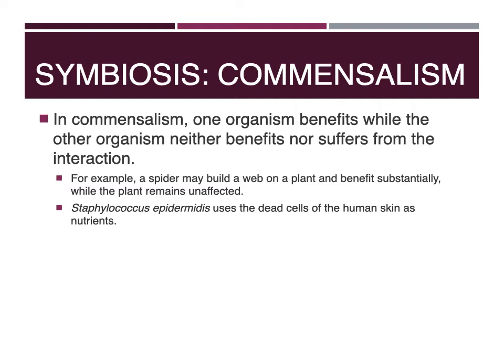Now, when we look at a commensal relationship, this is where one organism is going to benefit, but the other one is not harmed, but does not benefit from the relationship. So if we think of a larger scale example, if a spider is building a web on a plant, the plant's not going to benefit by having that web there, but it's not harmed either by the web. But the spider's going to benefit because now it has a web, it can catch food, it can eat.